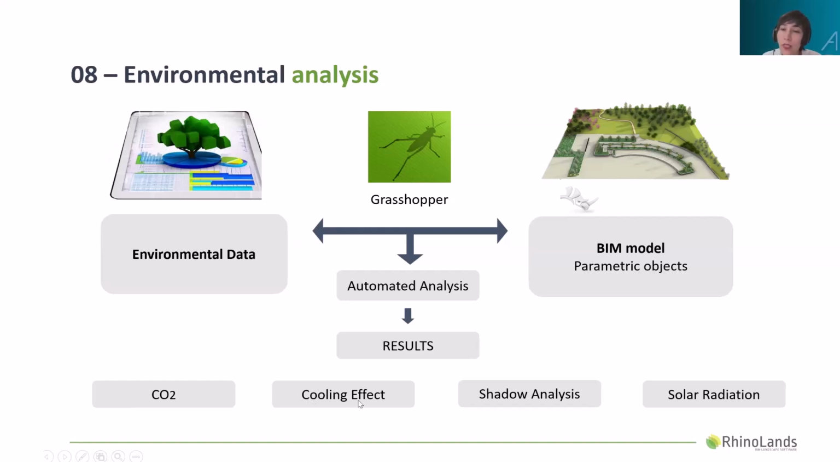How much would be the cooling effect of plants on the surface by linking this model through Grasshopper to Ladybug tools? Or shadow analysis. We can do a shadow analysis. How much would be the coverage of shadow on the surface? Or we can calculate solar radiation. So we can calculate how much solar radiation will get absorbed by plants.